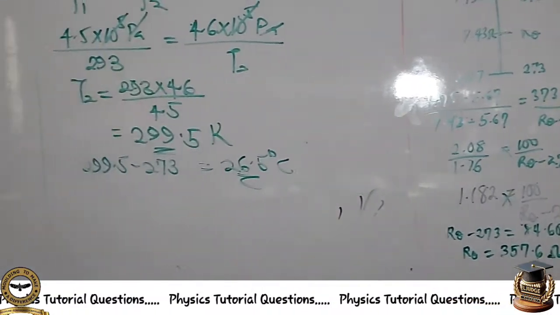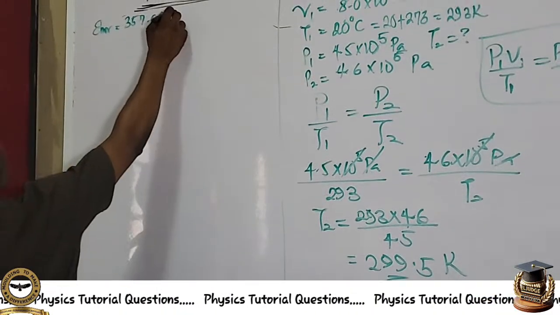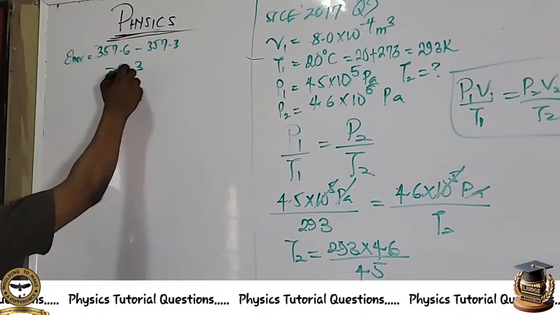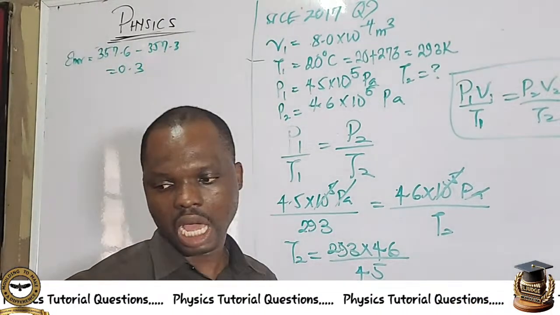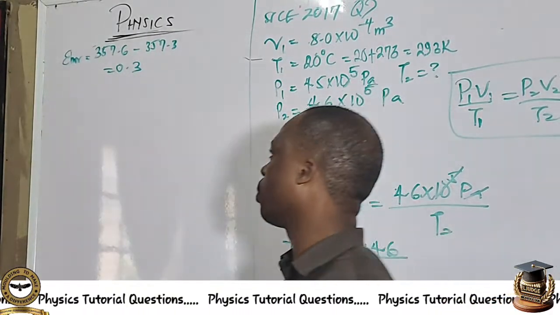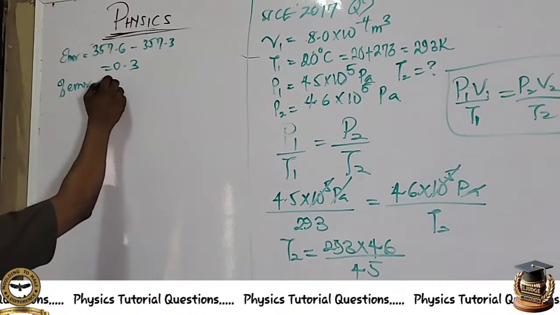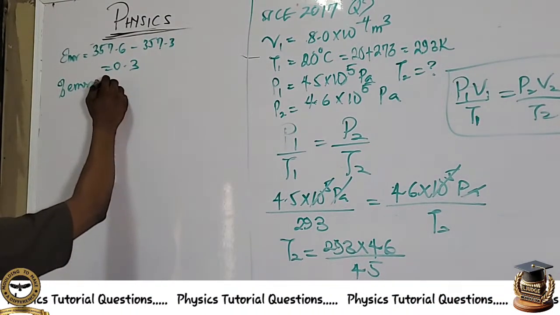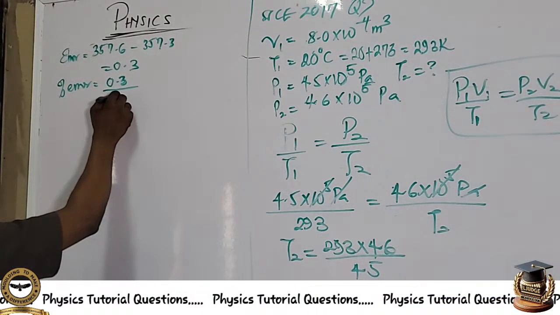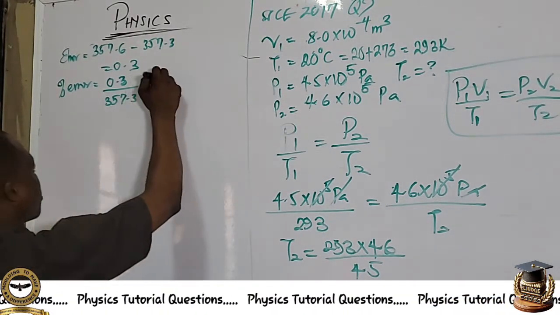The error here equals 357.6 minus 357.3 ohms, and that gives us 0.3. So we have 0.3 as the error. We were told to calculate the percentage error. The percentage error equals the error over the original value, which is 357.3, the real value, times 100.